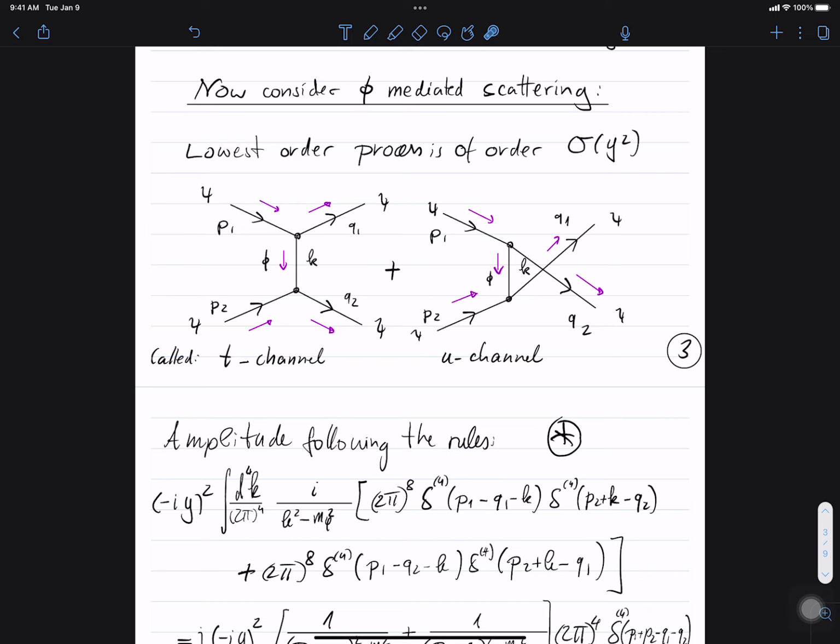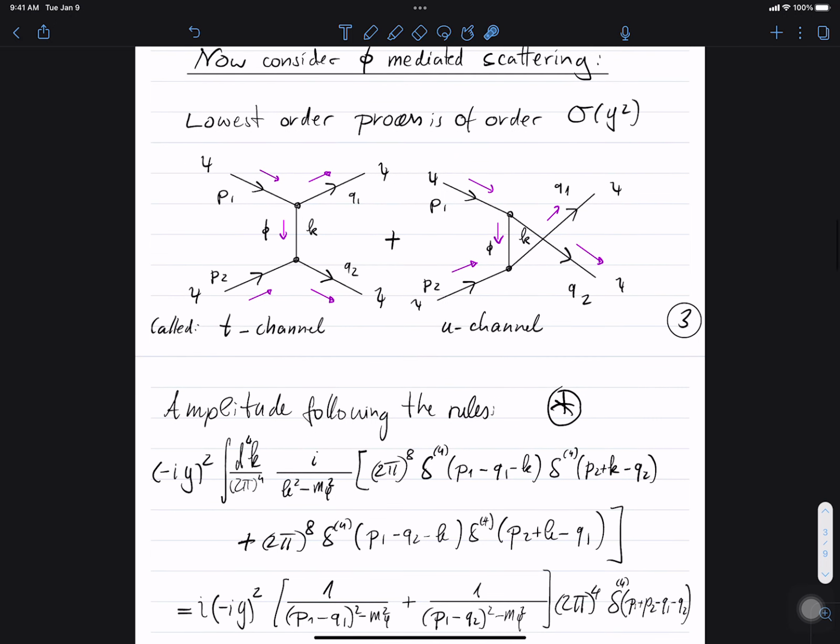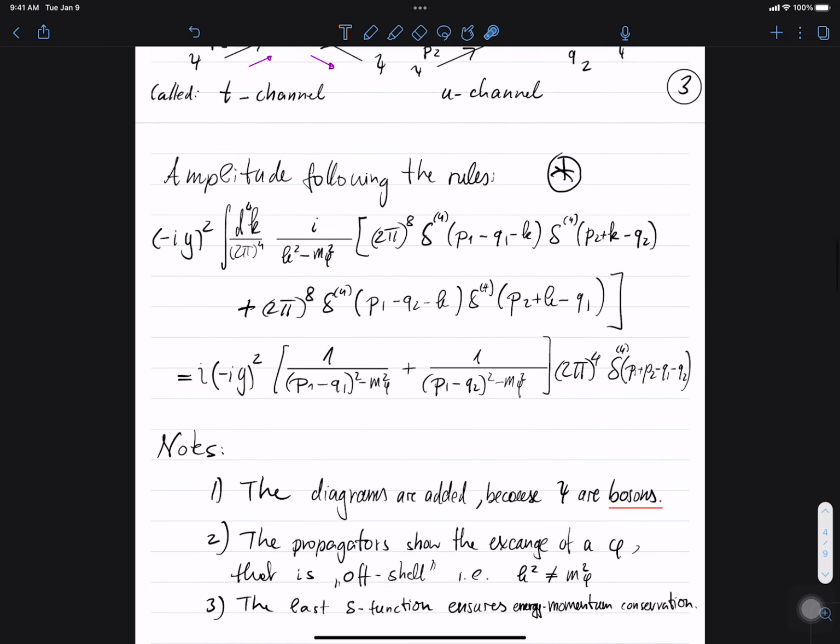But that's not the only diagram we can draw. We can also draw another diagram, because we don't really know from which vertex the particle with momentum q1 came, so we also have to attach it to the other vertex, which means basically flipping the diagram in this axis here, so it gets a twist. Just for future reference, this diagram or this interaction is called the T-channel interaction, and this one is called the U-channel interaction. The names are kind of arbitrary, but it's convention to call them this way. I will discuss later what they relate to in terms of kinematics.